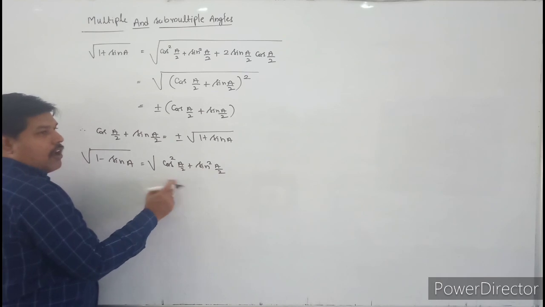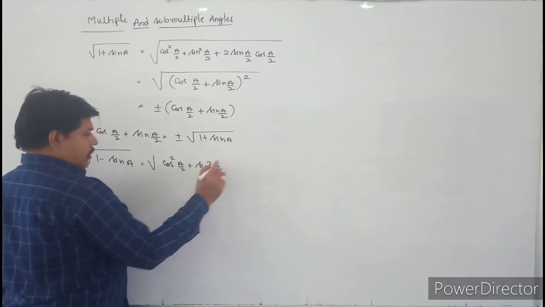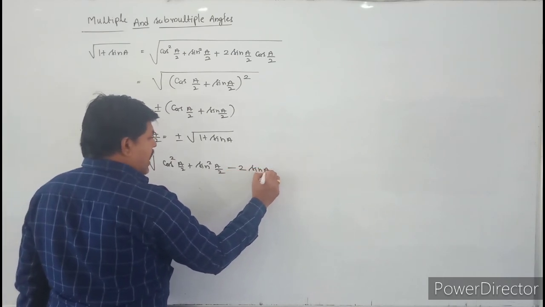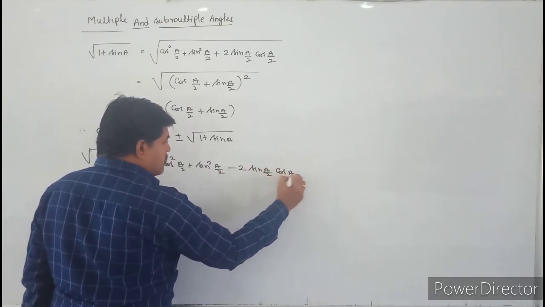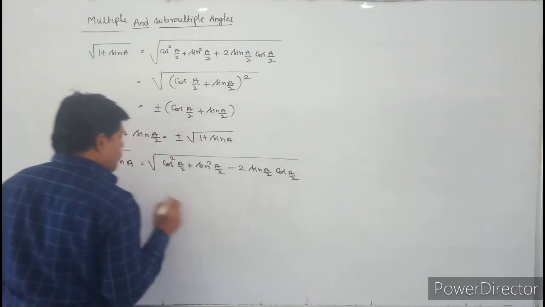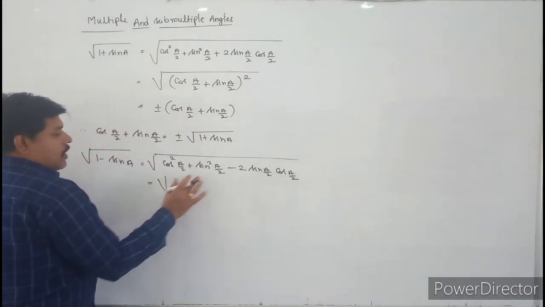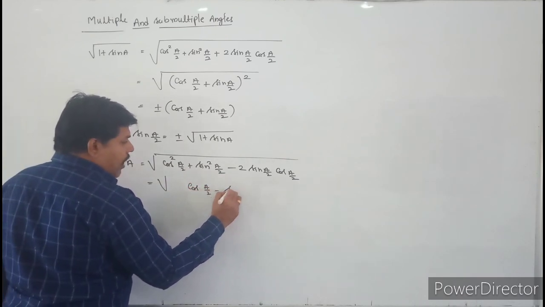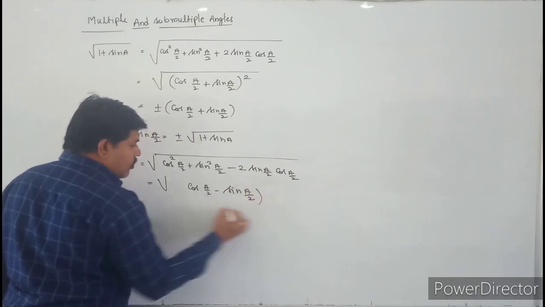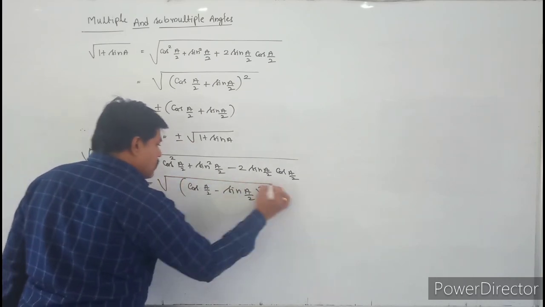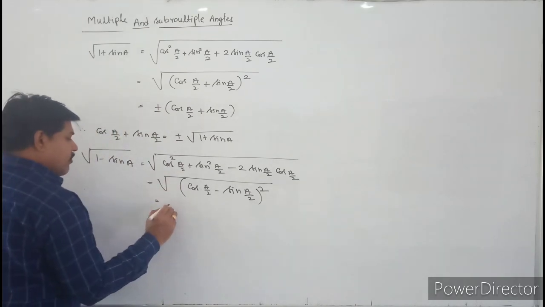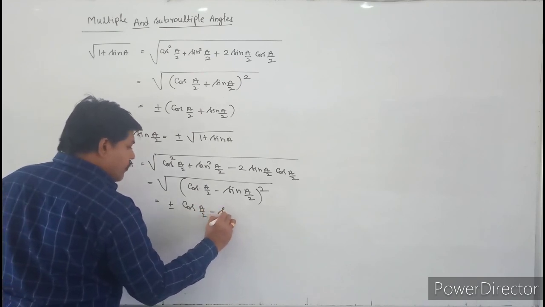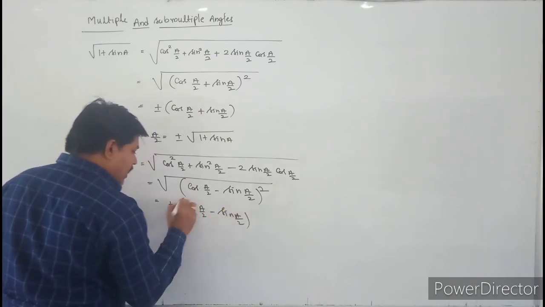For convenience, I am taking cos square a by 2 plus sin square a by 2 minus sin a, which you can write as 2 sin a by 2 cos a by 2. So what happens? That is nothing but the square root of a minus b whole square formula, that is, the cos a by 2 minus sin a by 2 whole square. So the plus and the square and the root will be cancelled. You will get plus or minus cos a by 2 minus sin a by 2.